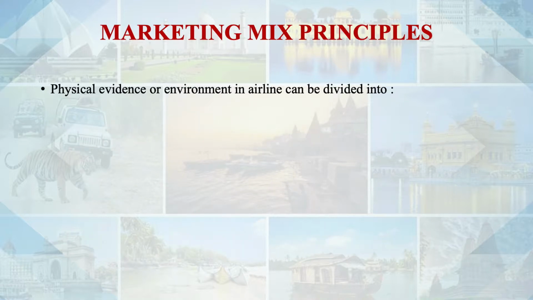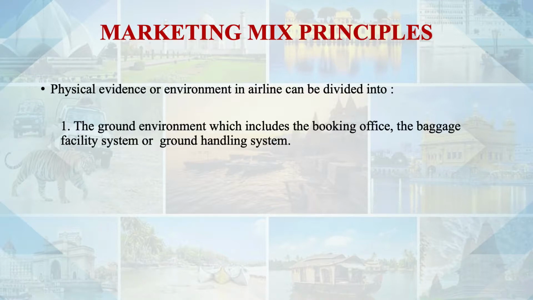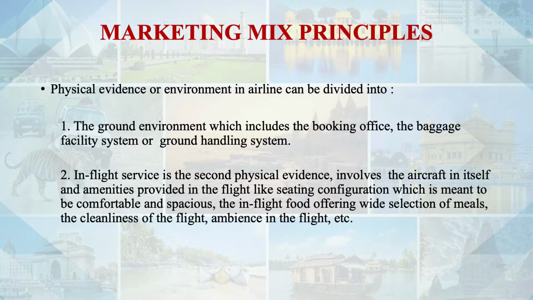Physical evidence or environment in airlines can be divided into two parts. The first is the ground environment, which includes the booking office, the baggage facility system or ground handling system. The second is in-flight services, which is an important functionality that has a direct impact on the customers. This involves the aircraft itself and amenities provided in the flight, like seating configuration, which is meant to be comfortable and spacious, the in-flight food, offering a wide selection of meals, and the cleanliness of the flight, and lastly, the ambience in the flight, which is very, very important.